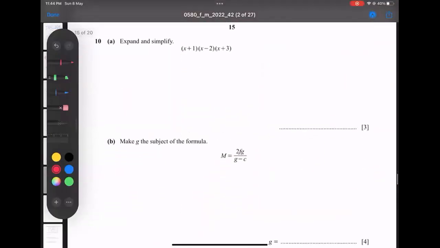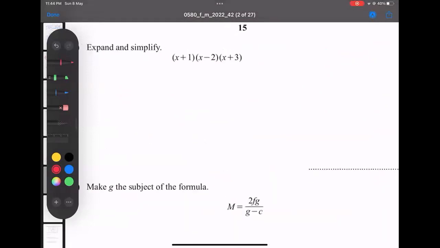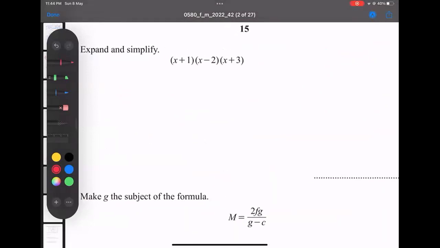So let's talk about the next question, number 10. It says expand and simplify. So how can we expand and simplify? Simply, you can do it two ways. Either multiply these two and keep the other outside, or multiply these two and keep the other outside. So I think this is better: x plus 1 keep outside.